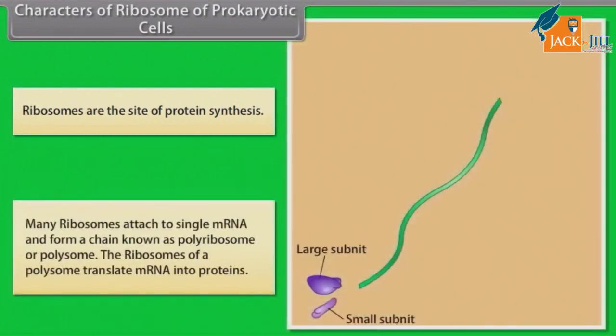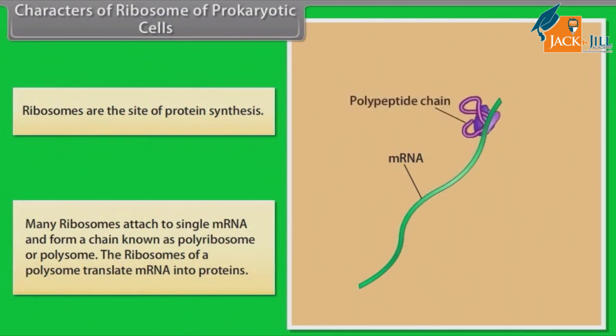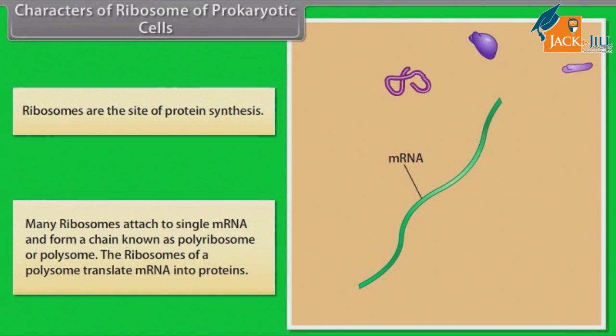Many ribosomes attach to a single mRNA and form a chain known as polyribosome or polysome. The ribosomes of a polysome translate mRNA into proteins.